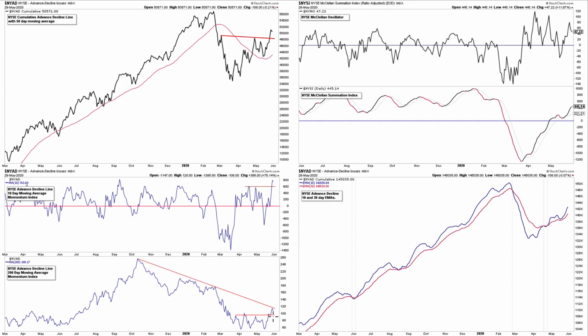The momentum index has broken out of the lower range, so it's a slightly bullish signal there, but it still hasn't broken trendline resistance. I think it did early in the week, but it turned back down again. And the cumulative 10 and 30 day EMAs still remain on the bullish signal that it's been on since April time. Because it's not crossed over, it's continued higher. So yeah, the advanced decline line remains mostly on a bullish signal.